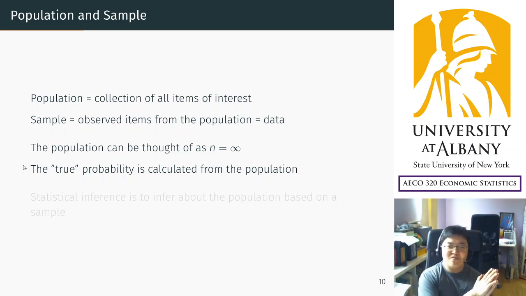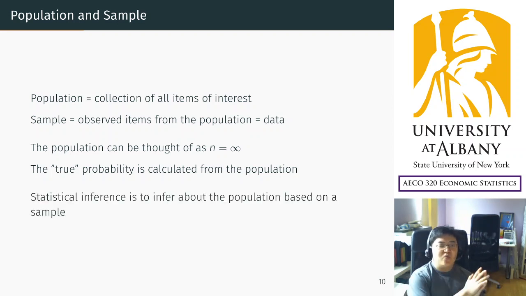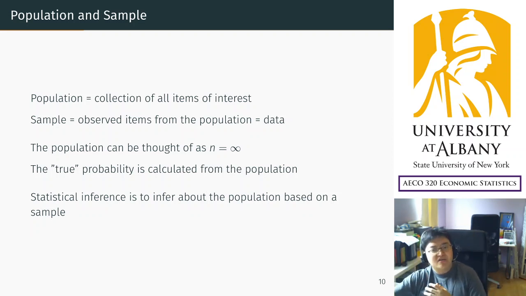Basically, in statistics, we assume that the population is unknown, so we have to do statistical inference. Statistical inference is to make inferences about the population using a sample. You can do estimation, hypothesis testing, and calculate standard errors and confidence intervals. There are many inference methods, and all of them are based on this distinction.